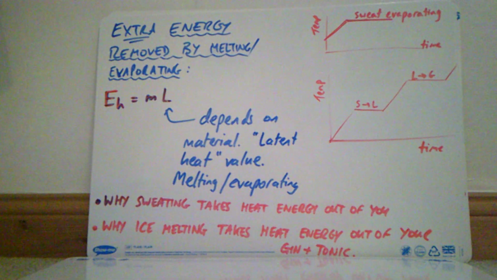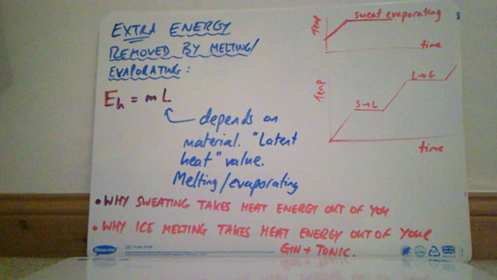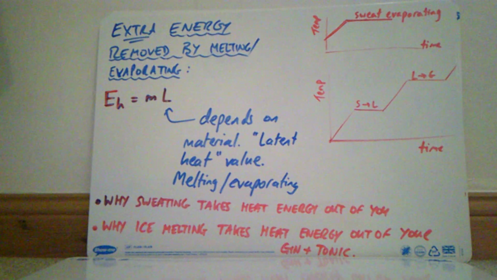Again, it's different for different materials, and if you're talking about vaporizing something, then you need to choose the latent heat of vaporization. If you're talking about melting something, then you need to find the latent heat of fusion. I don't know why they call it fusion. It's stupid. They should have called it the latent heat of melting, but they don't. They call it the latent heat of fusion.